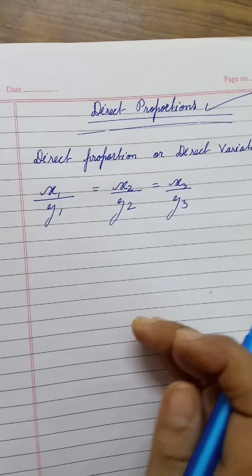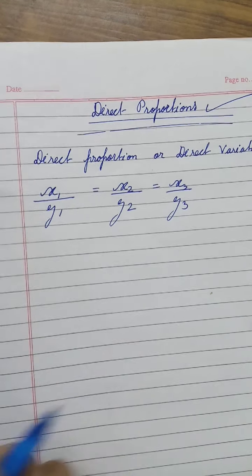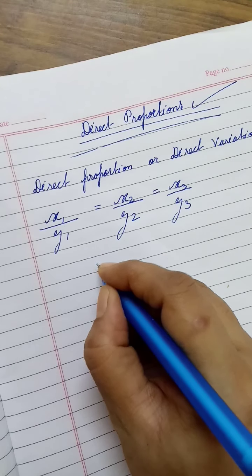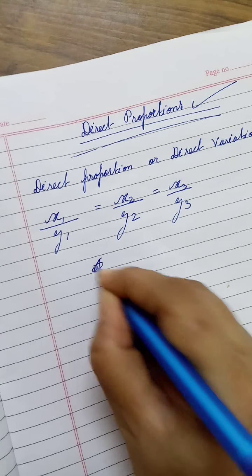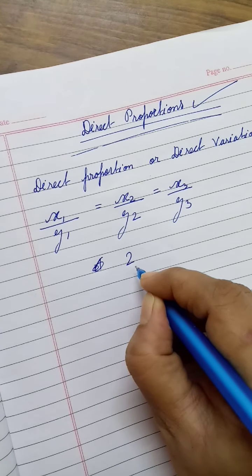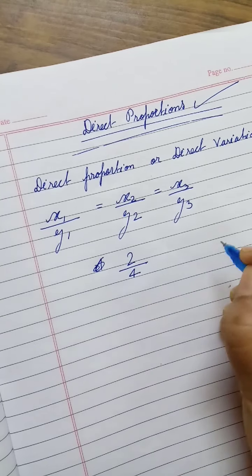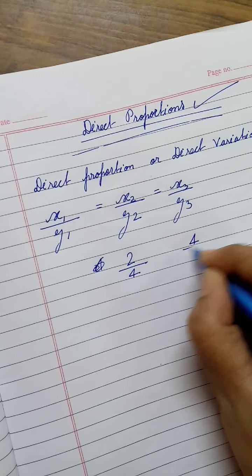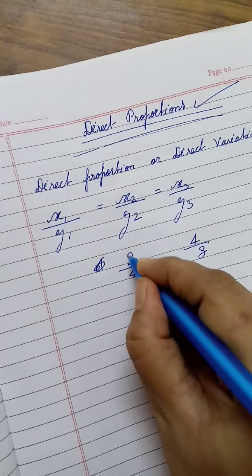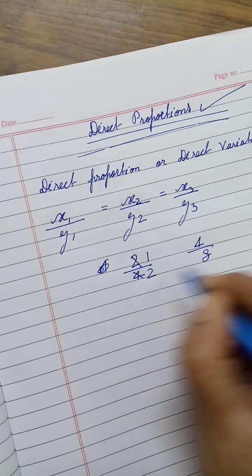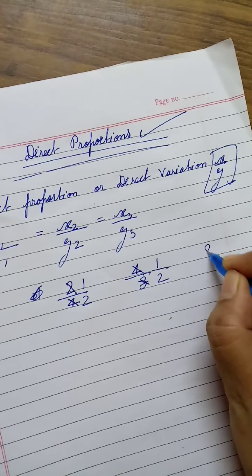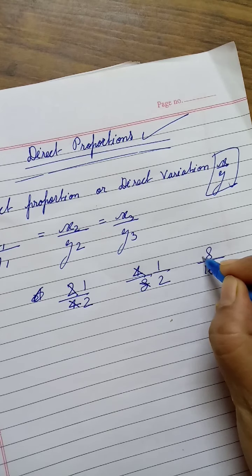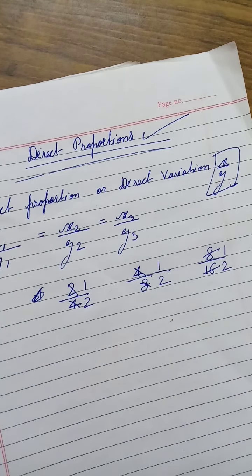Let me explain it with the help of an example. Let's say the cost of two pencils is rupees 4. So if you buy 4 pencils, you will pay rupees 8. If we convert it to the standard form, this will be 1 by 2 and this will also be 1 by 2. Now if you buy 8 pencils, you will have to pay rupees 16. So this is again 1 by 2.